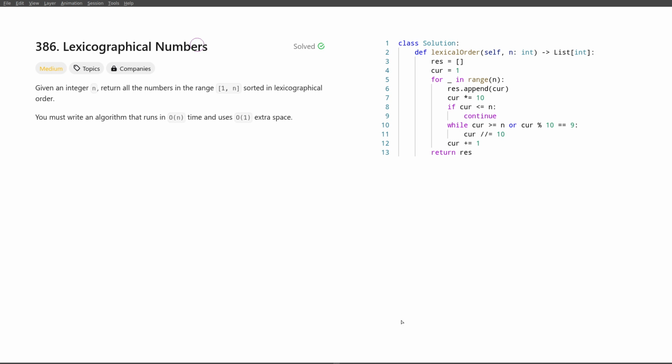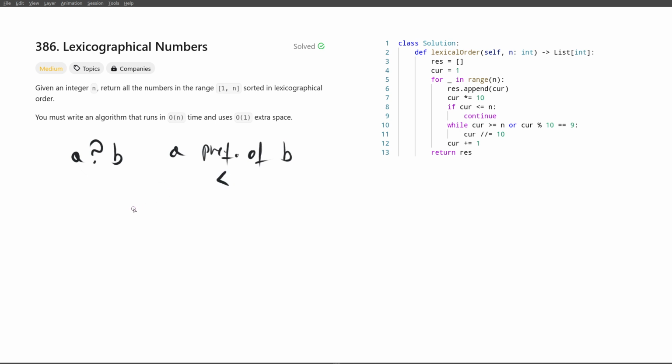So not the standard sorting 1, 2, 3, 4 and so on, but we sort them as if they were strings. So for those who are unfamiliar with lexicographical or dictionary or alphabetical sorting, it's when you have A and B that you want to compare, then if A is a prefix of B, then A is smaller than B.